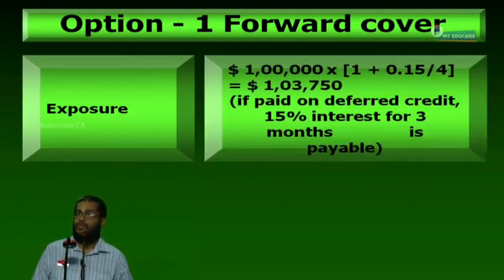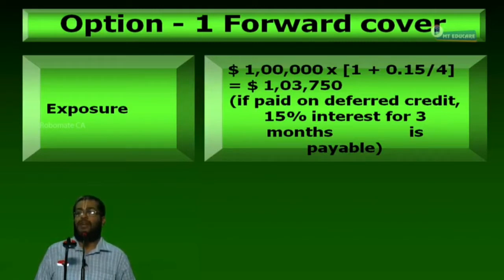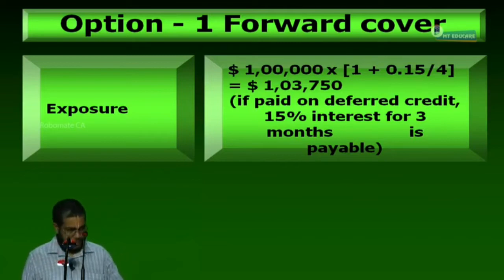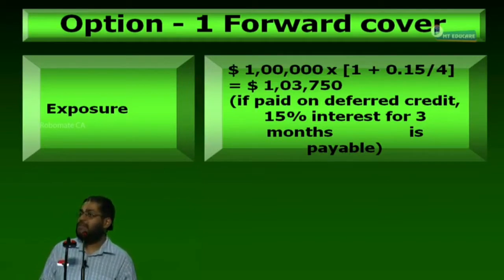$1 lakh into 1 plus 15%, which means 0.15, by 4. The divided by 4 is only for the 15%. I said this several times in the previous class also, right or not? 1 plus R by 4, so 0.15 by 4. That gives $103,750, that is $1,03,750.